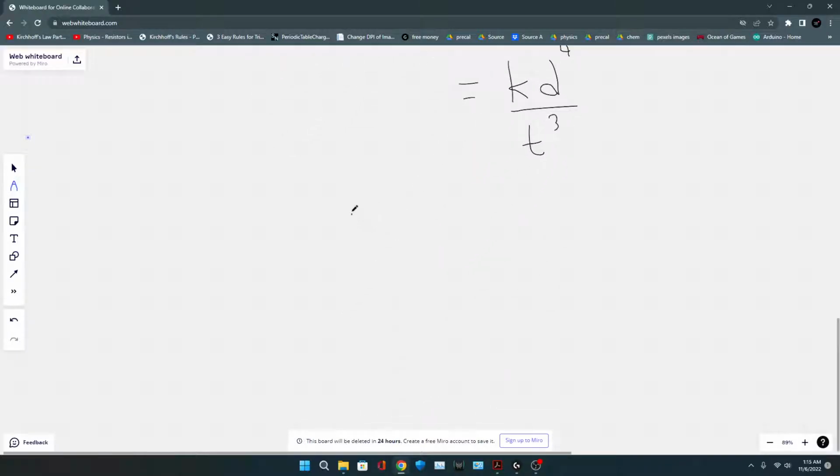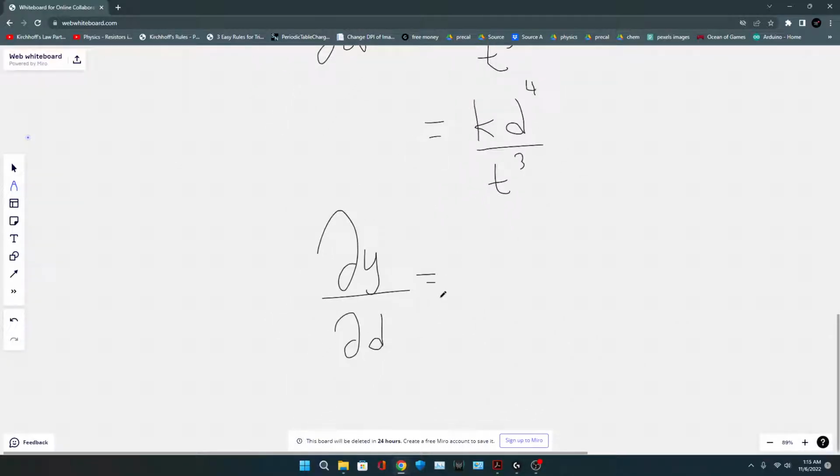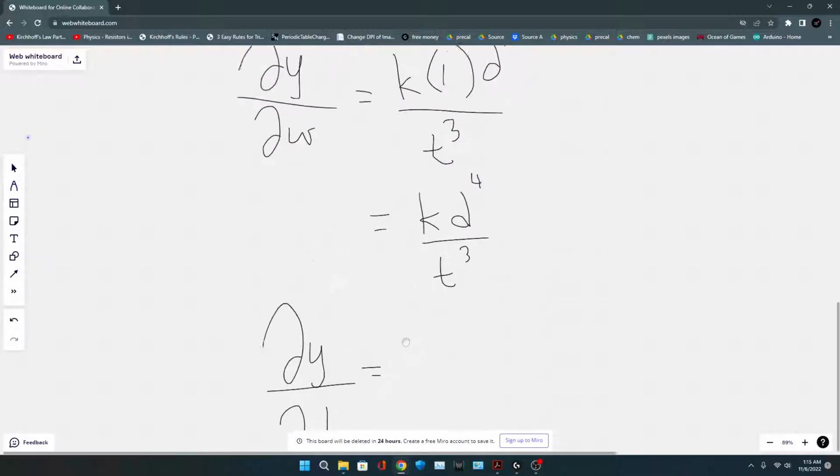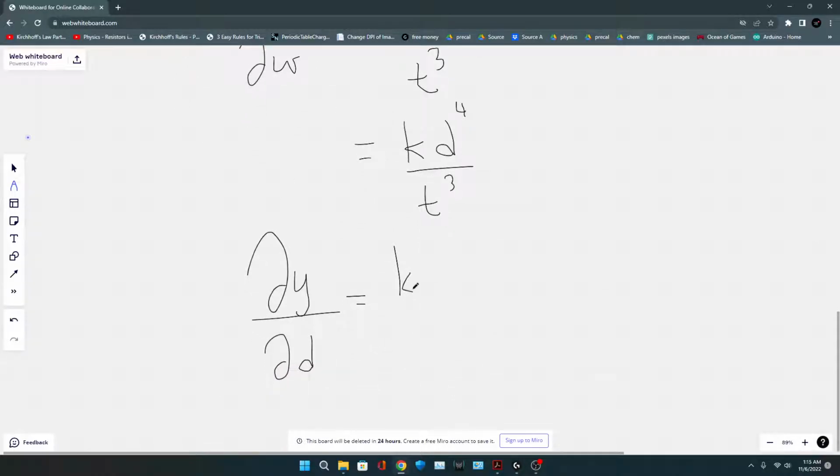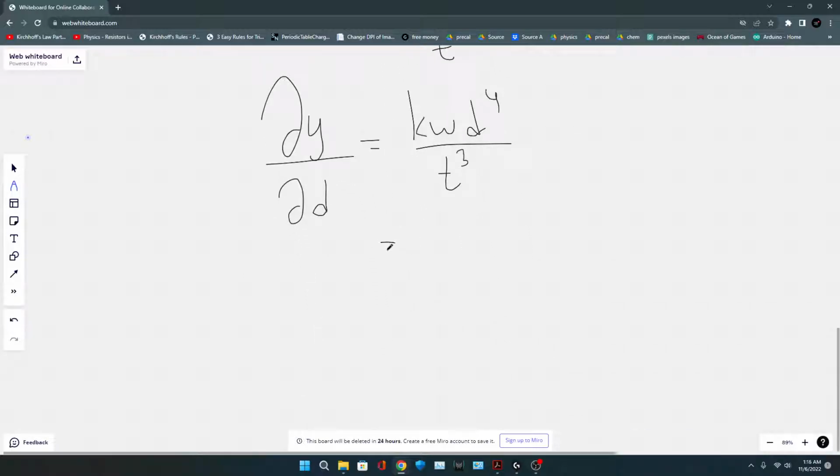Delta y over delta d maksudnya senang je. Delta y over delta d maksudnya adalah in equation y kita differentiate with respect to d. Itu saja. Maknanya dalam ataupun dalam bahasa Melayu, dalam equation y kita hanya differentiate d sahaja. That's all. So tengok balik apa, kwd to the power 4 divided by t cube. Okay, so kita differentiate with respect to d. Maknanya kita differentiate d je.